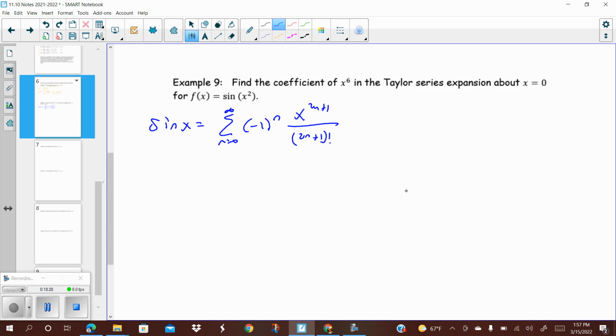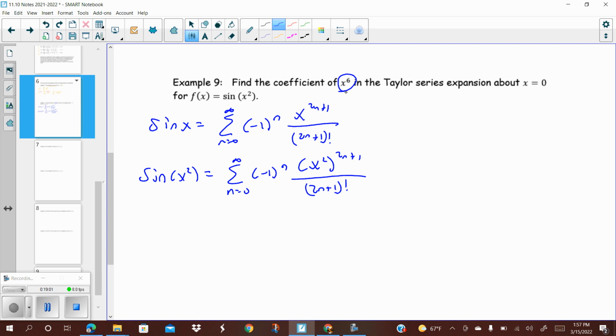So we are going to replace x with x squared. It's just a substitution. So this will be sine of x squared now, which means in my series, I'm going to replace x with x squared. So we'll have an x squared now raised to the 2n plus 1 over 2n plus 1 factorial. And we want the coefficient of the x to the 6th term, which means what am I going to plug in to n to get x to the 6th?